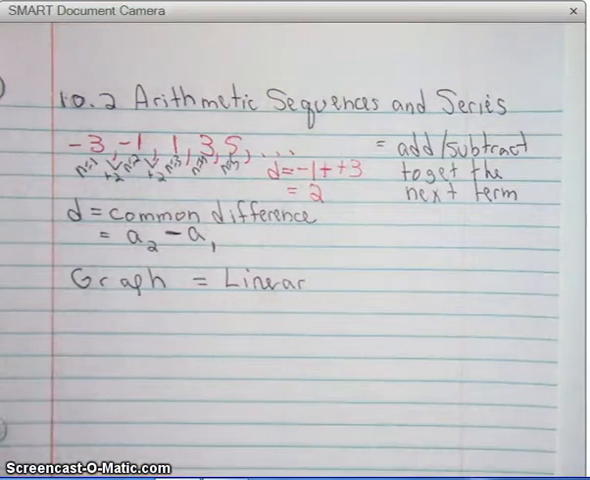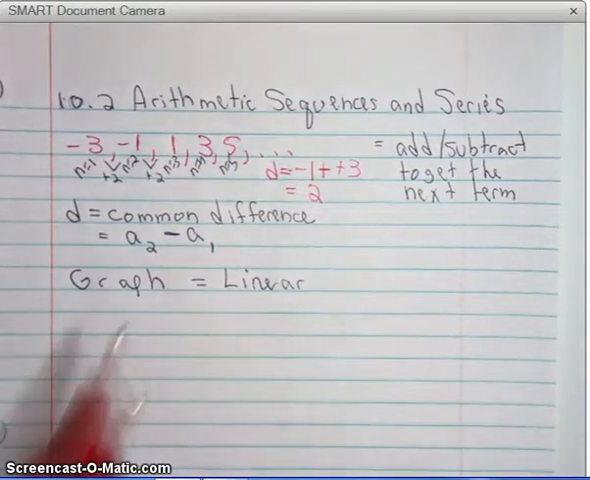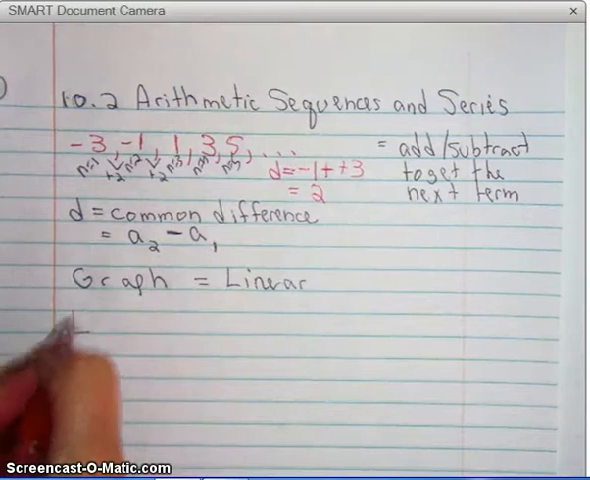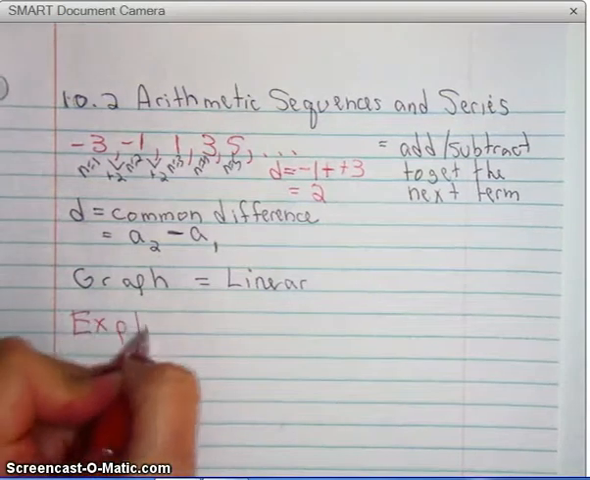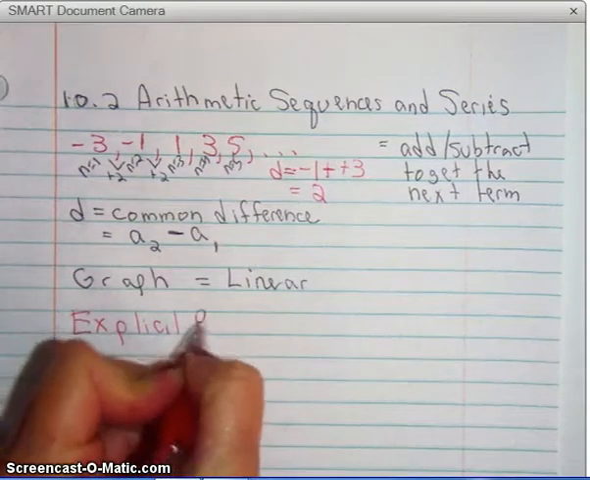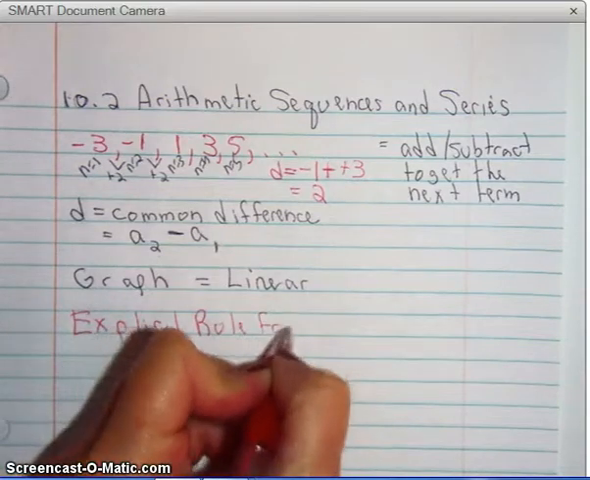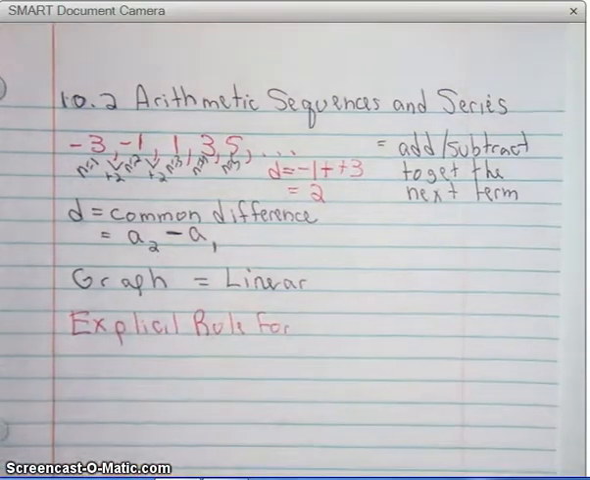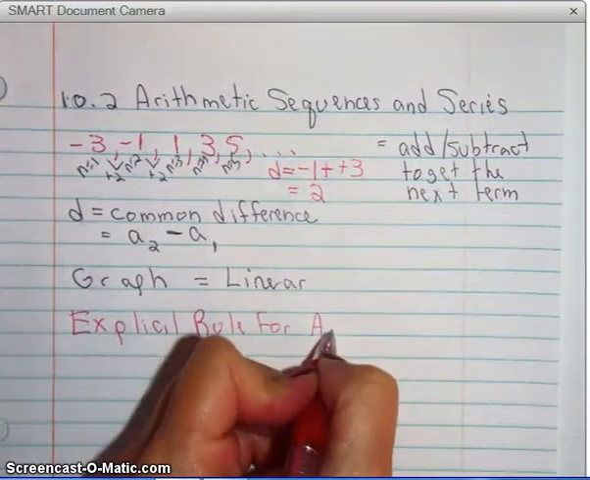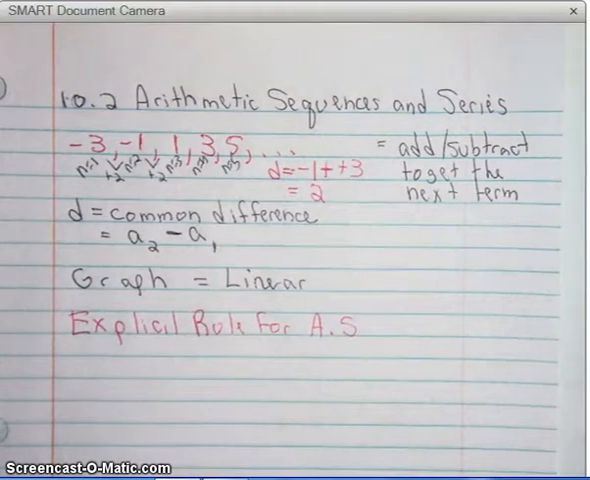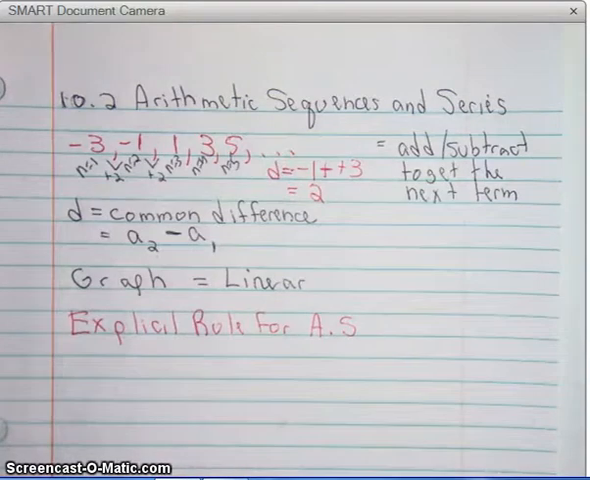Okay? All right. Now, for an arithmetic sequence, instead of getting the rule off your calculator, which you could, I'm going to need you to use a formula to get the rule. So this is the formula for the explicit rule. Can I abbreviate arithmetic sequence as AS? So the explicit rule for an arithmetic sequence. I'm not going to let you just get them off your calculators. Nat, put that away, please.